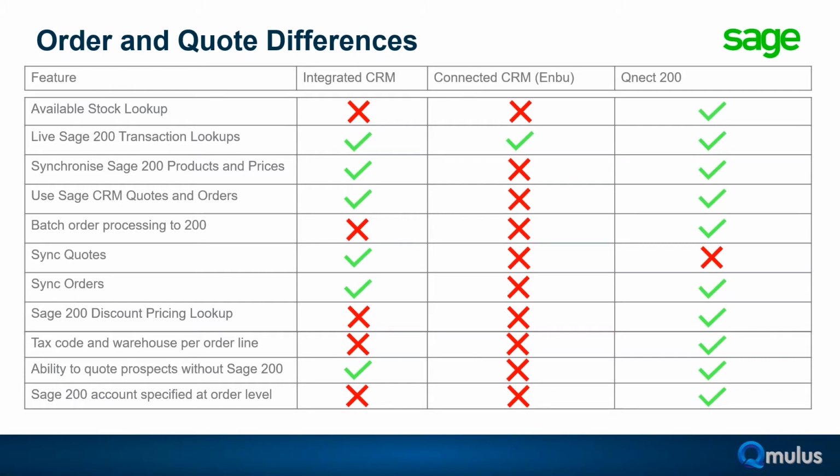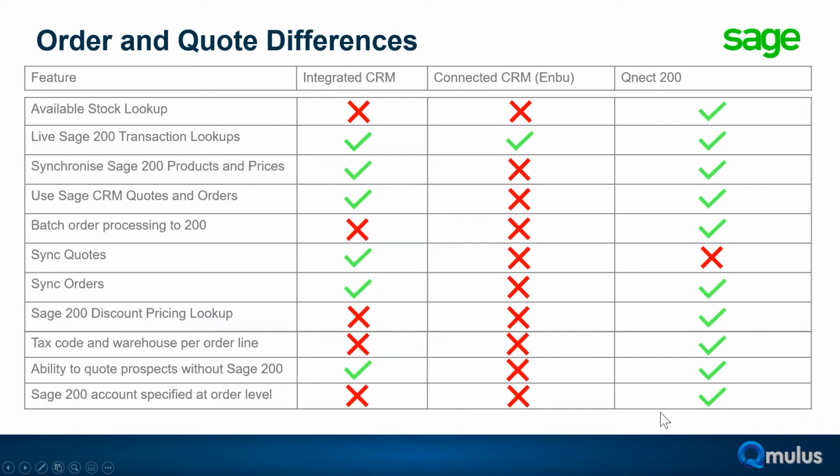We also, if you look at the Sage 200 account specified at order level, one of the things that we think is a benefit to Qnect 200 over Sage's other two integrations is that we actually specify at order level, not at opportunity level, the Sage 200 customer account that you're going to be posting that order into. So you can have an opportunity for a project and create a load of orders for people, but actually post each one of those orders into a different Sage 200 customer account, rather than just all assuming it's the company that the opportunity is against. It gives you a bit more flexibility around how that works, but it does automatically filter down to default to the company that the opportunity is for, but you can change it.